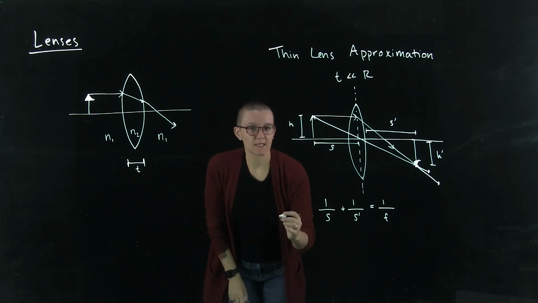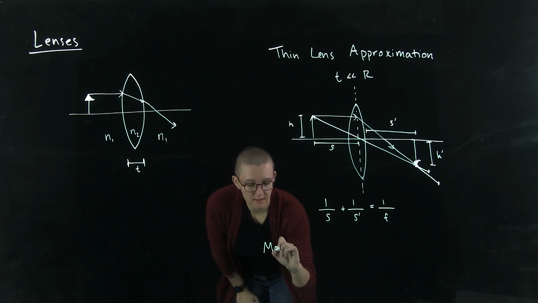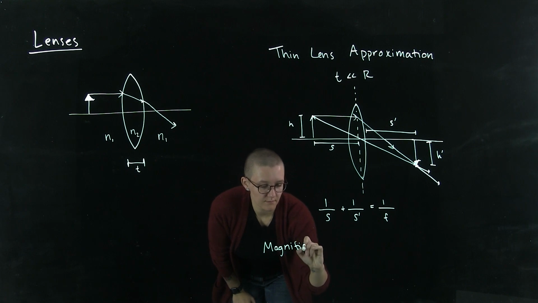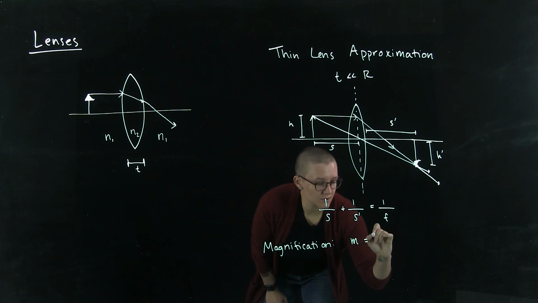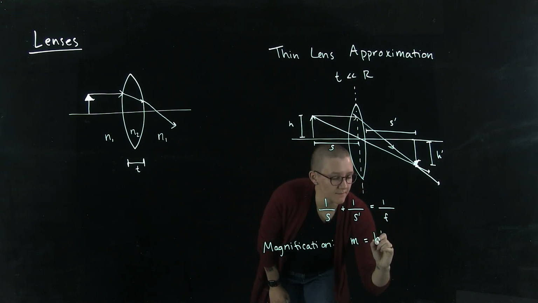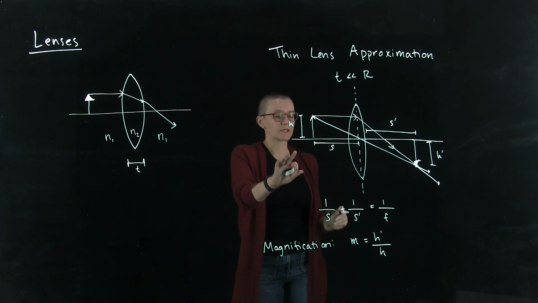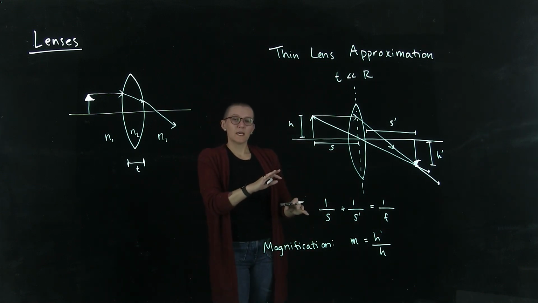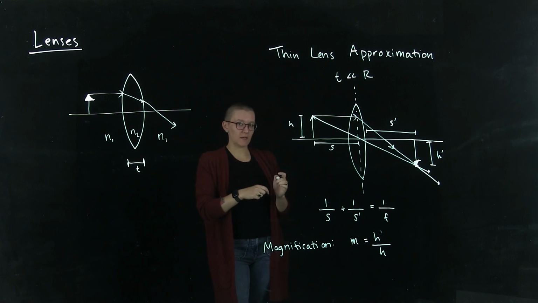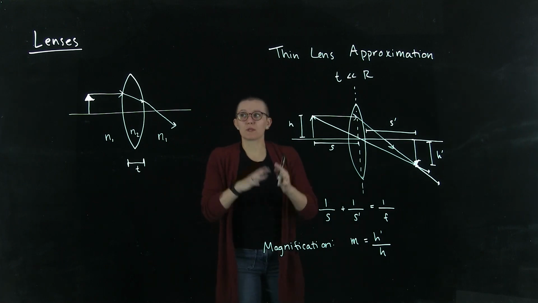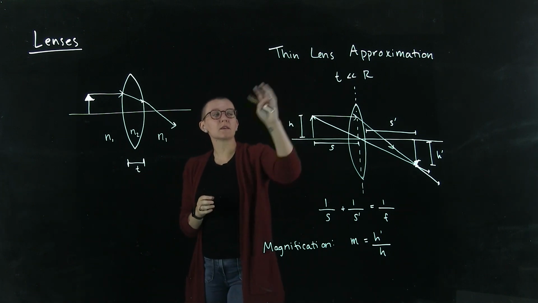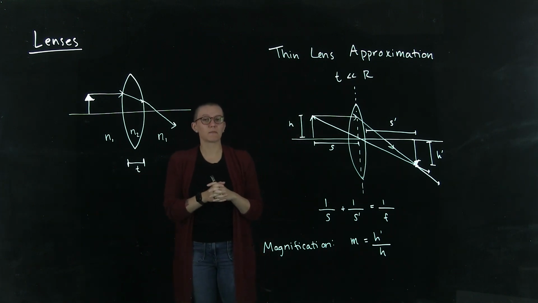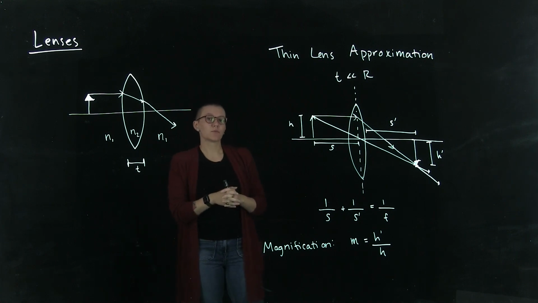Similarly, we can write down something about the height difference here. So what we can say is that the magnification m is equal to the height of the image, h prime, divided by the height of the object. So this tells us how different the height of the image is compared to the height of the object. So this is lenses, at the very beginning of lenses, and we will be using the thin lens approximation as we are moving forward because it makes our life a lot easier, and it is a pretty good approximation for lenses that we'll be thinking about.